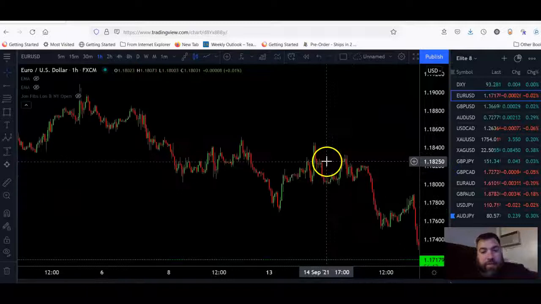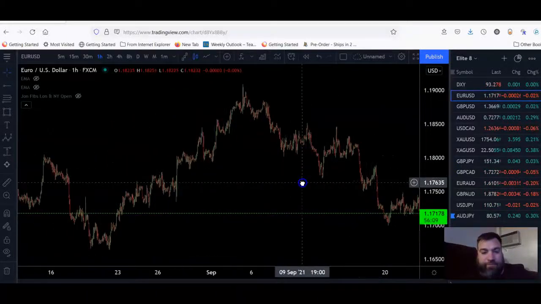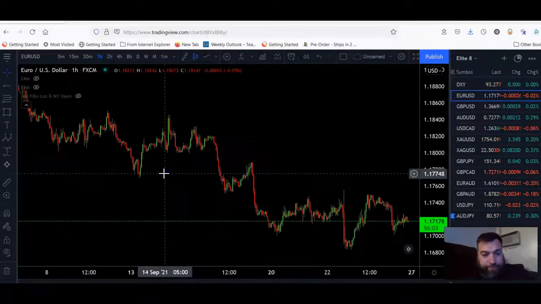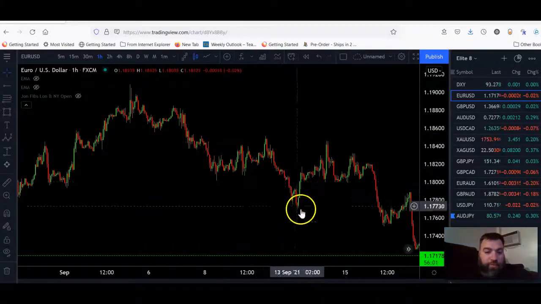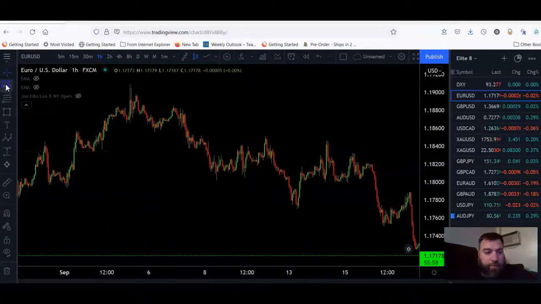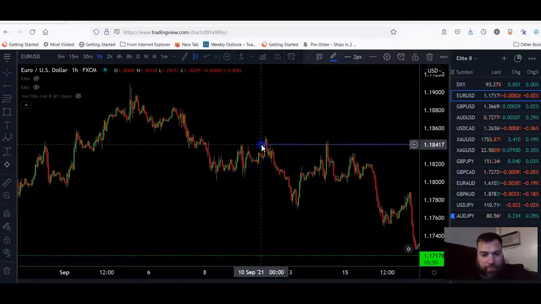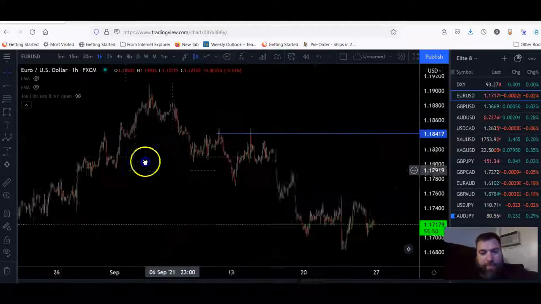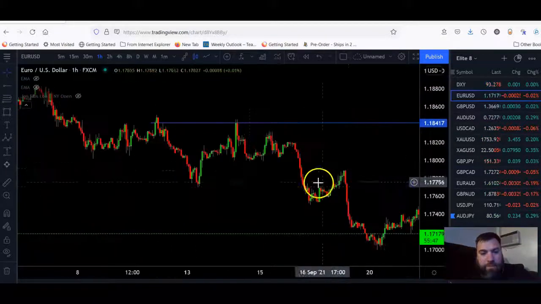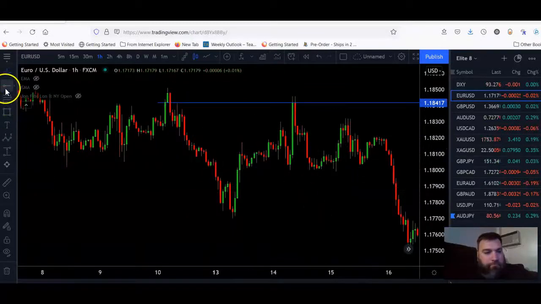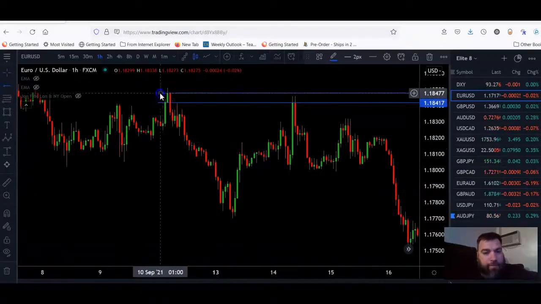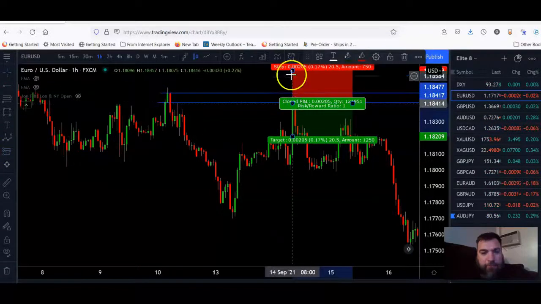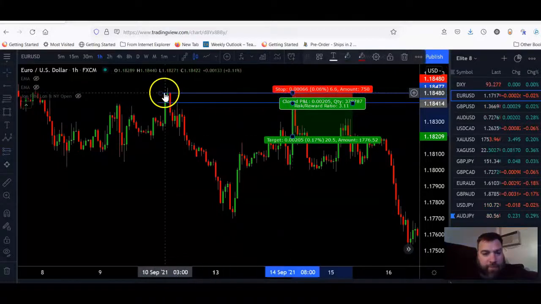So last week, was it last week? Last week we had a great setup. We had this move down, broke this low, and price came back up to this candlestick right here, this green candlestick, and it fell to this zone right here. So put a short position right here, stop losses right here.